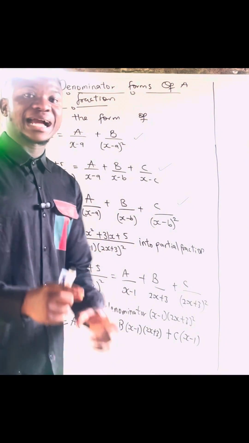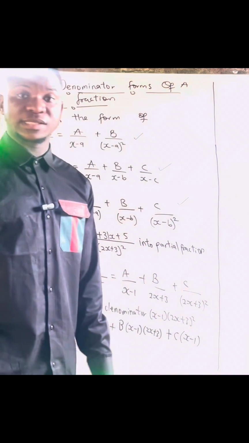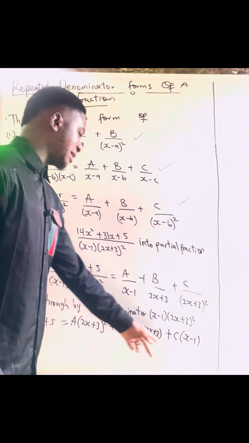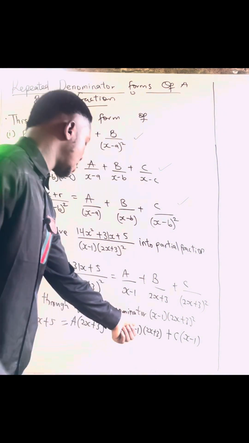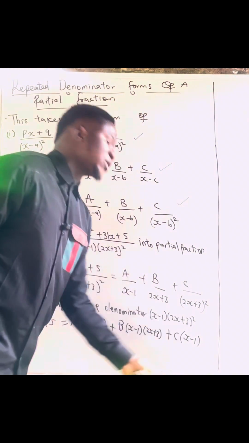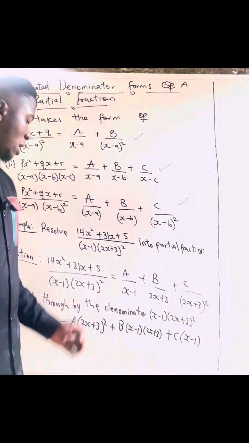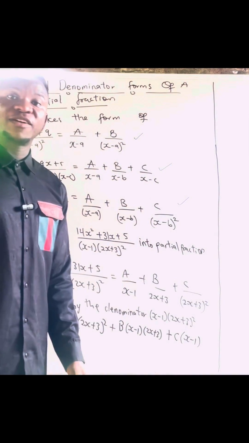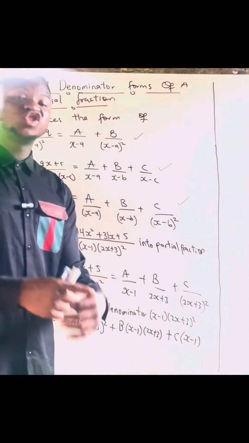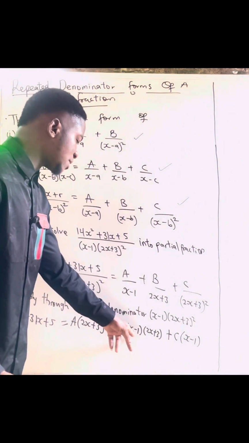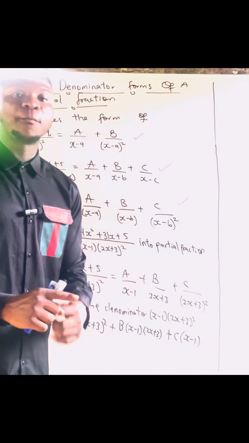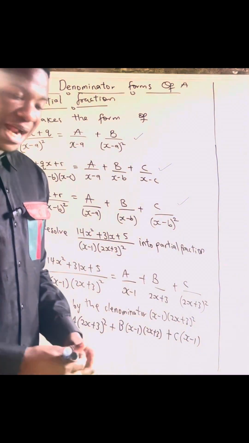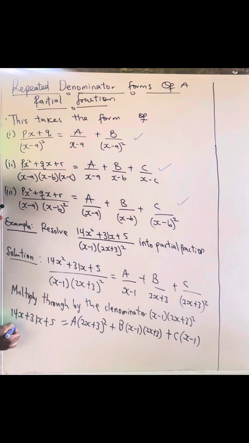The reason why I can eliminate B and C at once is because both B and C have this x minus 1, x minus 1. Do you get that? So therefore, I can get the value of A by eliminating B and C. To eliminate B and C, I will just equate this x minus 1 that is common to B and C to 0.